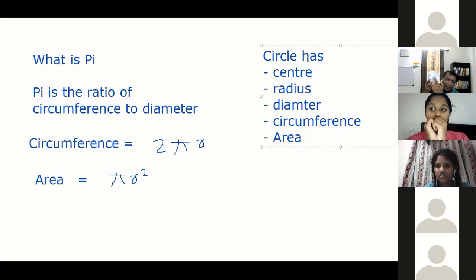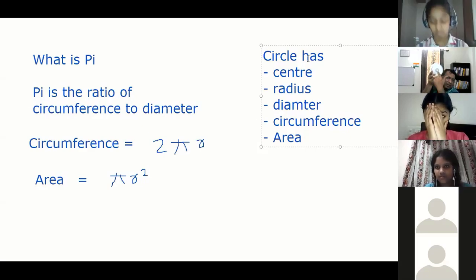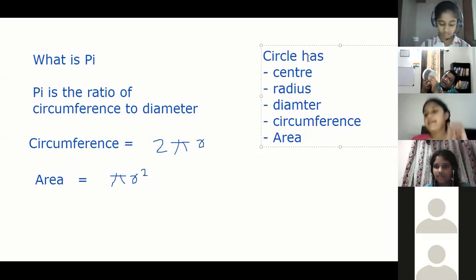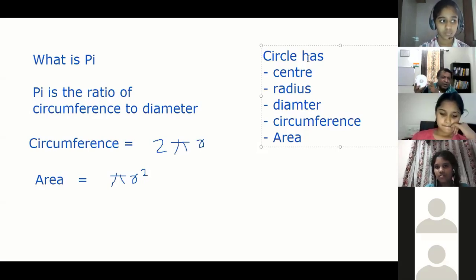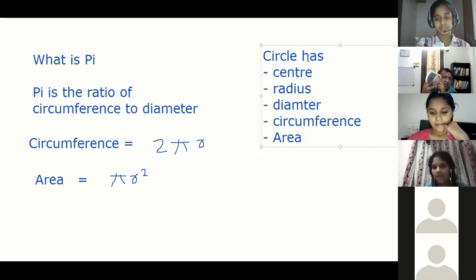Suppose this is the center. If you put a line from this end to this end, it is the diameter, right? Diameter is this, circumference is this. So you take the ratio of circumference to diameter. Suppose the circumference is 10 centimeter and the diameter is 3 point something. So the ratio will always be constant.